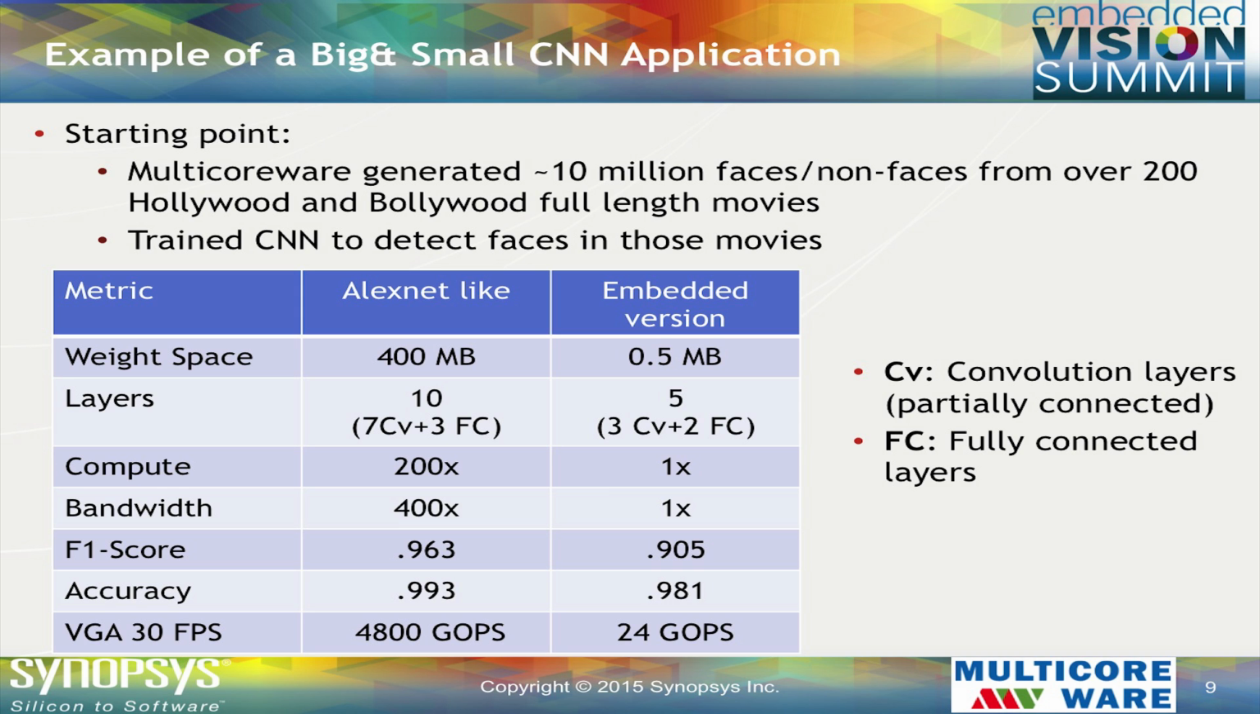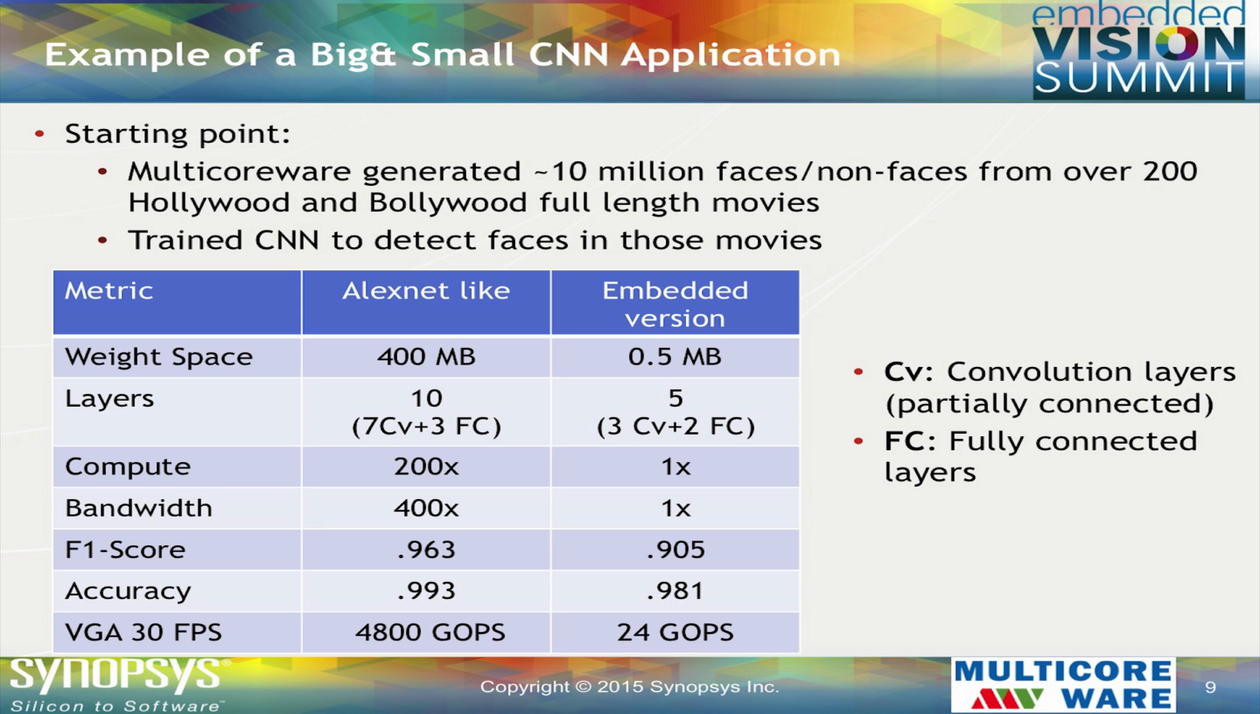Since it's been trained with movies, it's maybe a bit geared towards finding good-looking people, but still, overall, no matter what you throw at it, you have good accuracy, good F1 scores, which is sort of the mean between precision and recall, and a fairly hefty amount of weights for a convolution: 400 megabytes, 7 convolution layers, and 3 fully connected layers at the end.